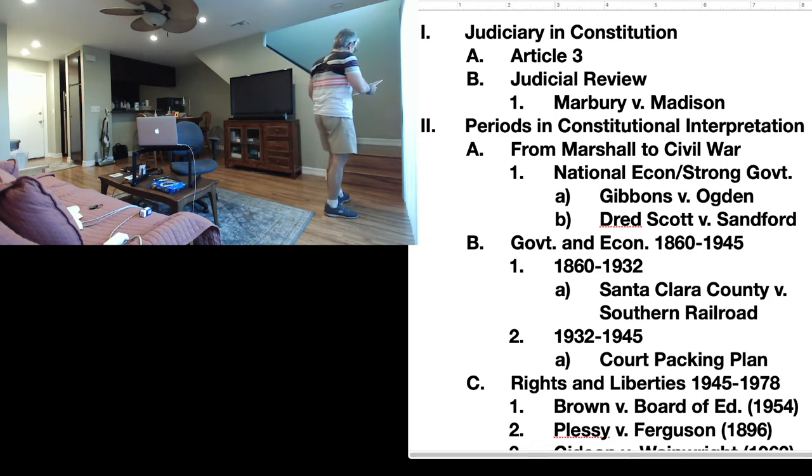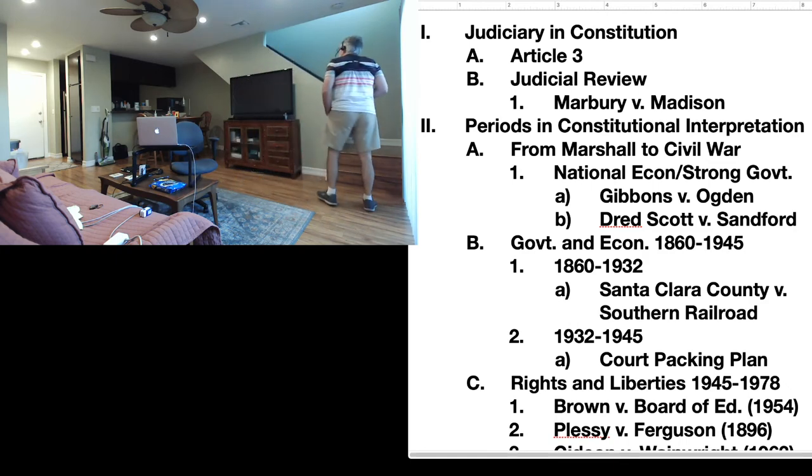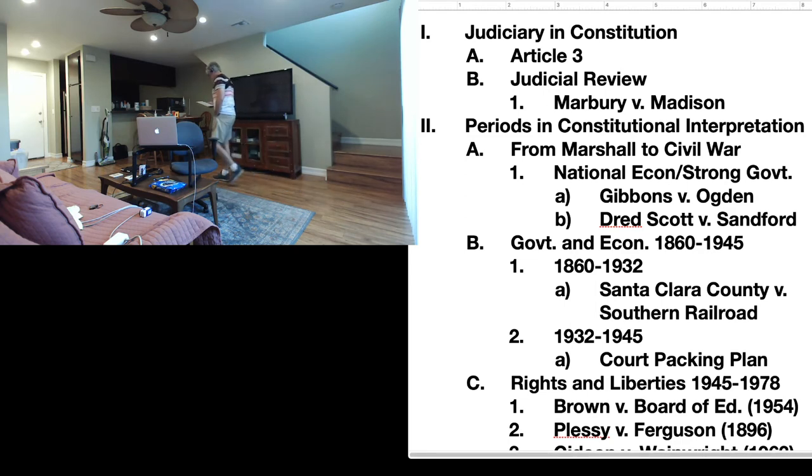While in the Northern Territories, Sanford Sr. dies. Okay? He dies. Dred Scott logically says, my owner has died. I am in a non-slave territory. Therefore, I am free. Sanford's estate wants him returned to the slave state where he came from. With the help of others, Scott sues for his freedom.